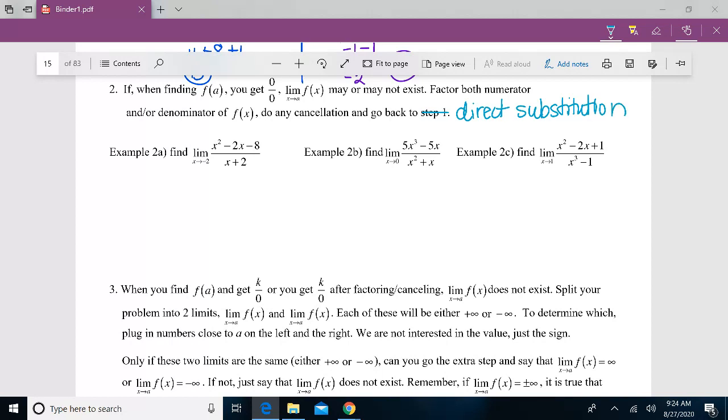Okay, so example 2a. I'm going to try direct substitution first, because when you do these problems on your assignment, you're not going to know if you're going to be able to evaluate this limit with direct substitution or if you have to factor and cancel first. All of the examples are kind of mixed in together, and you're going to need to know when to do what. So let's try substituting in -2 first. So I substitute in -2 in the numerator and the denominator.